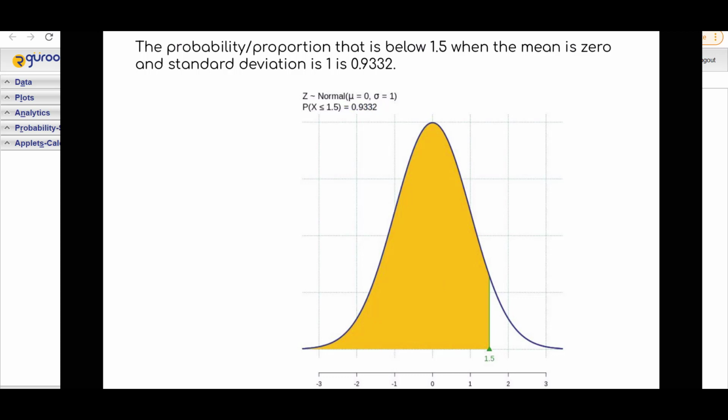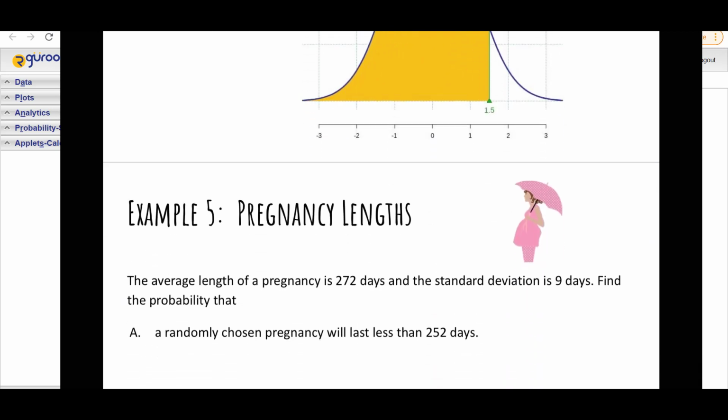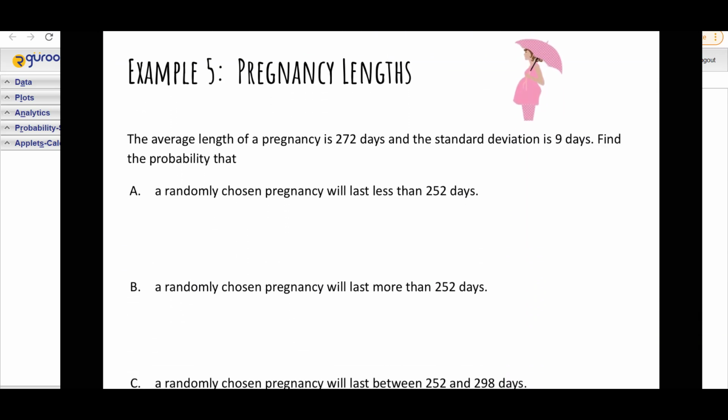That's right there. That also means that the proportion of the population that is less than 1.5 is 0.9332, which is 93.32%. And it also means that if chosen randomly from the population, the probability that you would choose something less than 1.5 would also be 0.9332. But that's what that would look like. If you didn't click graph, it would just put the probability or the proportion in the calculator window, and you just wouldn't see the graph. So let's look and see how we're going to use these.